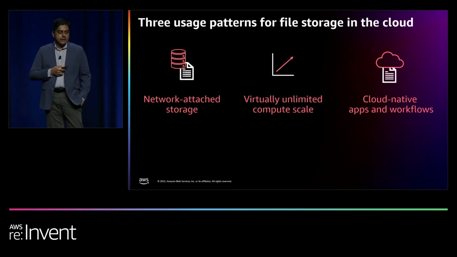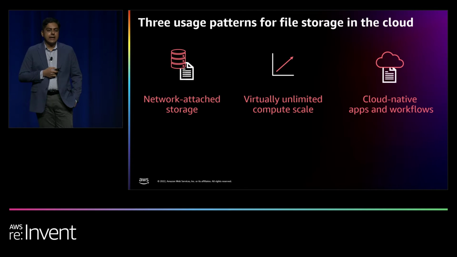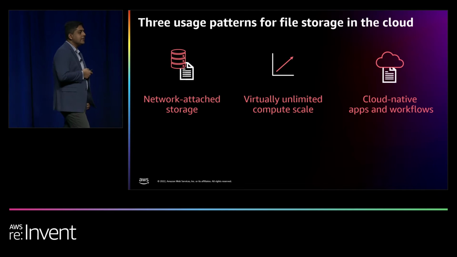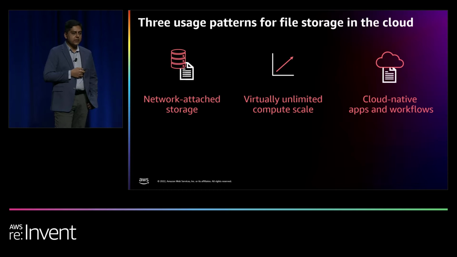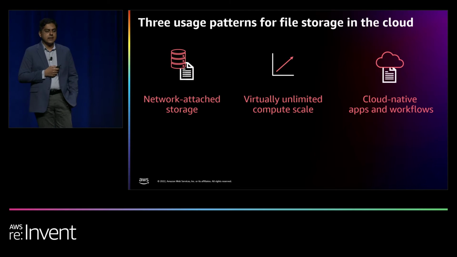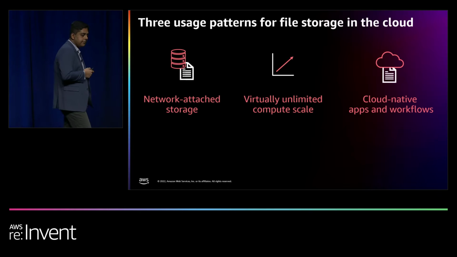And then there's the other usage pattern which we see, which is builders just building a lot of cloud-native applications and wanting to have a really easy way to share their data across cloud resources, cloud workflows, and things like that. They're really just looking for the easiest path to have a file share that they can use across their resources. So those are really the three usage patterns that we see.